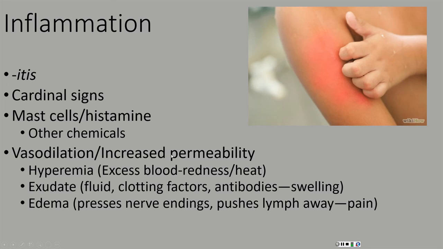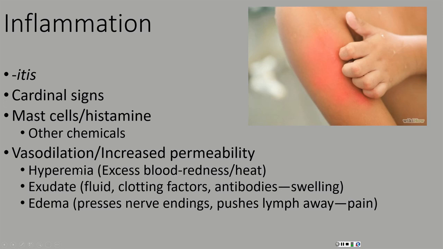But this is very local. This is not across the entire body. Such as up here we see, looks like some inflammation on this little kid's upper arm. But it's very local. It's not so much down here. It's not on his other hand. It's not on his chest. So when we get this vasodilation and the increased permeability locally, we get a few things that happen. First, we get hyperemia.